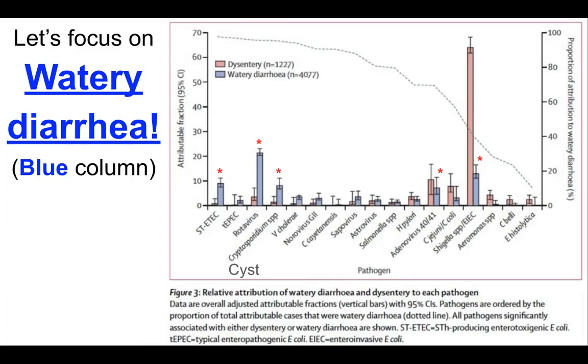As you can see, the most common cause of watery diarrhea is rotavirus and Shigella, enterotoxigenic E. coli, and then Cryptosporidium. So in this we will find cysts of Cryptosporidium. And adenovirus.